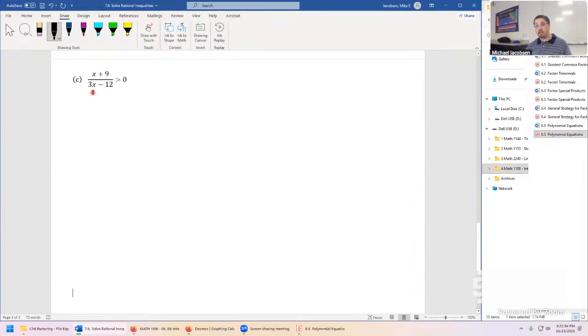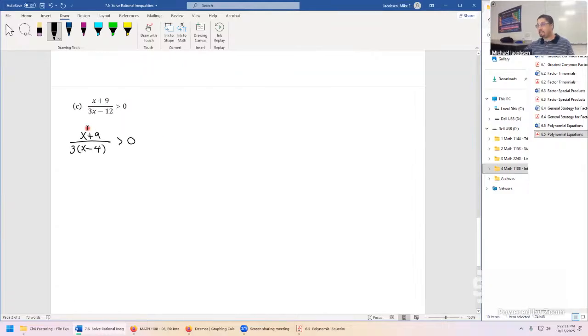It's helpful to have the denominator factored, so let's rewrite this as x plus 9 divided by 3 times x minus 4. Factoring is always good practice, so when you can see something factors, it's a good strategy to take it. Now this problem is just ready to start. We have 0 on one side. Because this says greater than 0, it also means we want the positive regions. Let's go in order. Let's start off with the cut points.